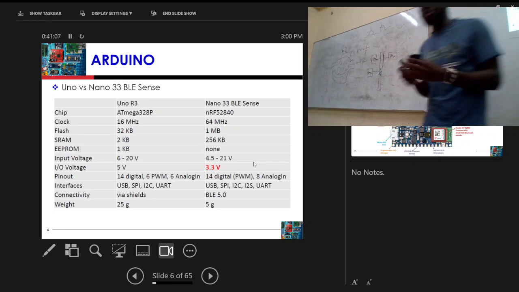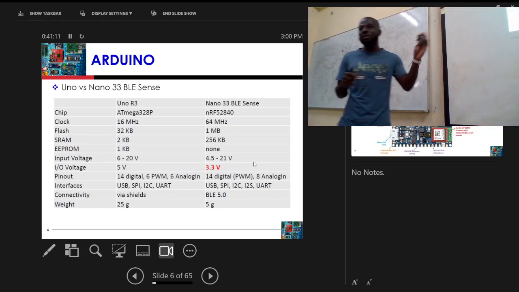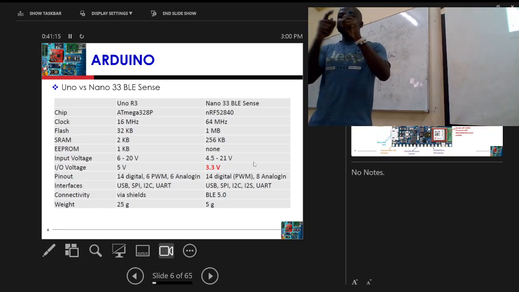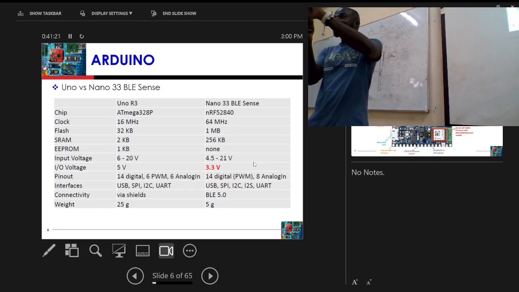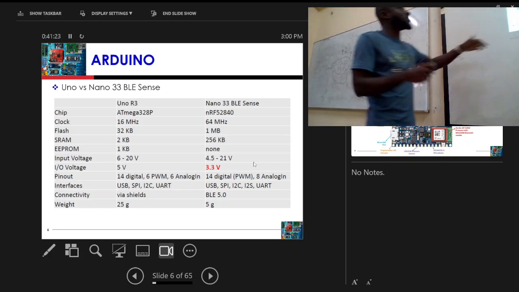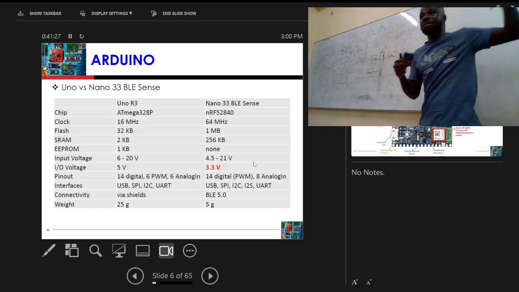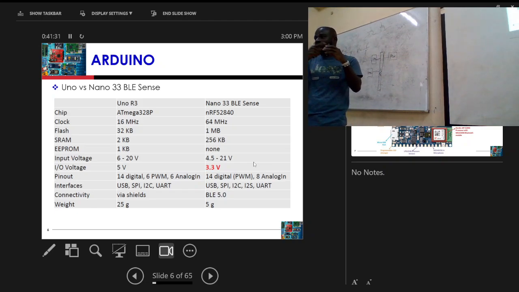So what happens is that for this board, you supply it with a voltage through this USB port. Have you seen this USB port? That voltage can range, for this particular board, from 4.5 to 21 volts. That is the voltage supplied through the USB port.